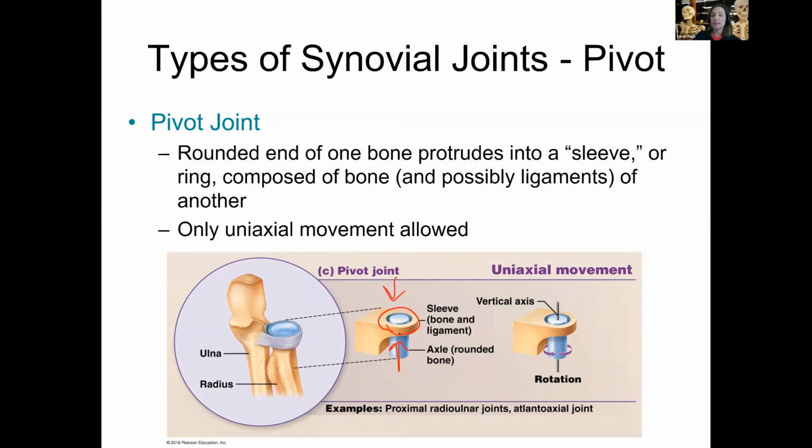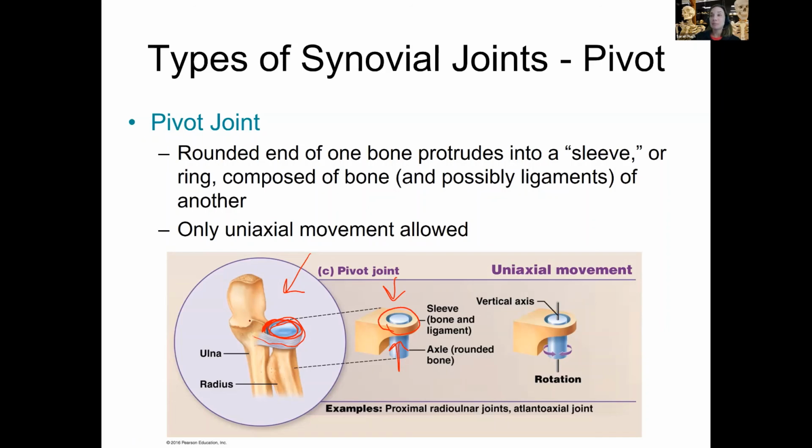A great example of this, the one that they give you, is the radius and the ulna, right? Remember, the radius is not really making up much of your elbow joint. It makes up more of the wrist joint. Up here where your elbow is, the head of the radius looks like the head of a nail, and it sits within a sleeve of ligaments from the ulna. Remember, we have that radial notch right here that the radius can sit in. And so it allows the radius to rotate.